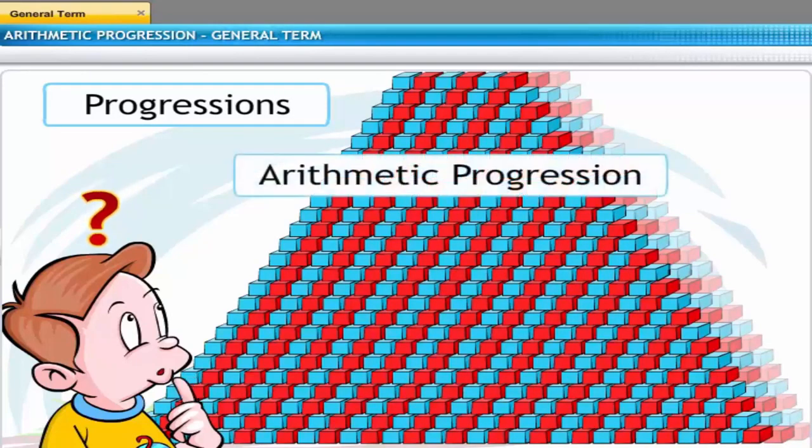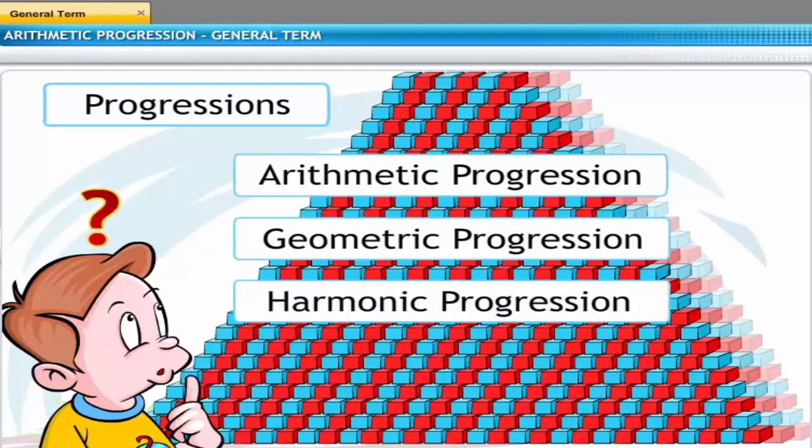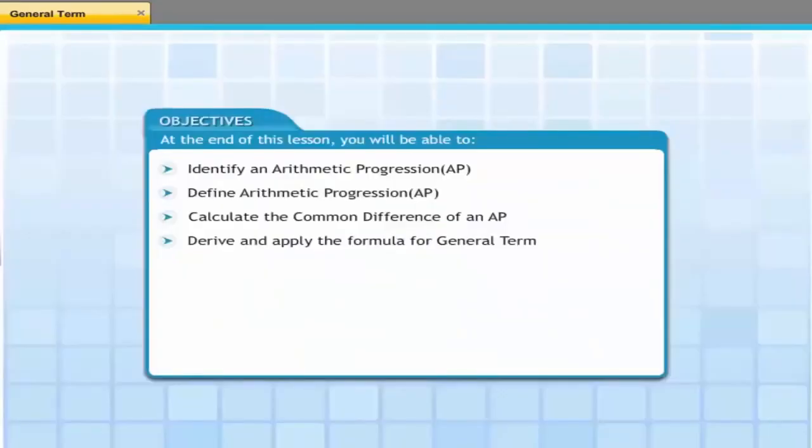Progression can be arithmetic, geometric, or harmonic. In this lesson, you will learn about arithmetic progression. At the end of this lesson, you will be able to identify an arithmetic progression or AP, define arithmetic progression, calculate the common difference of an AP, and derive and apply the formula for general term.